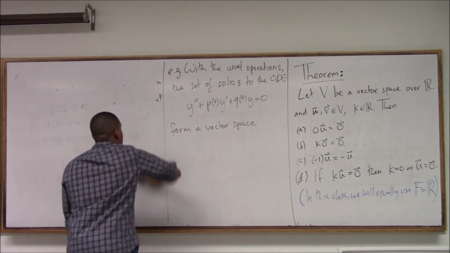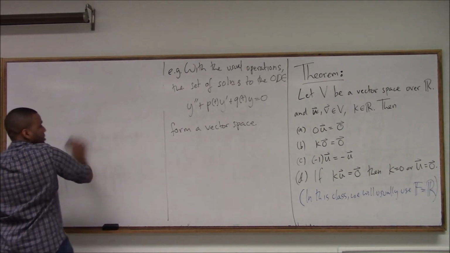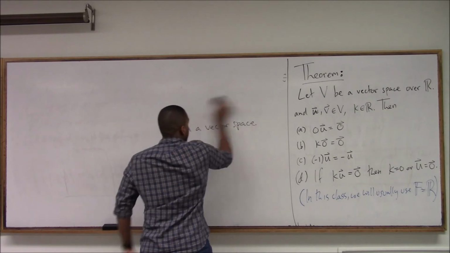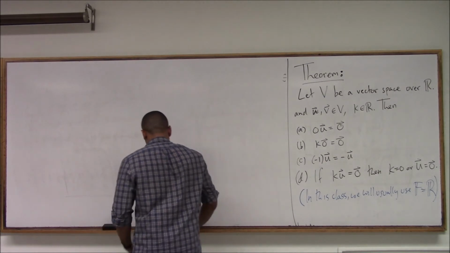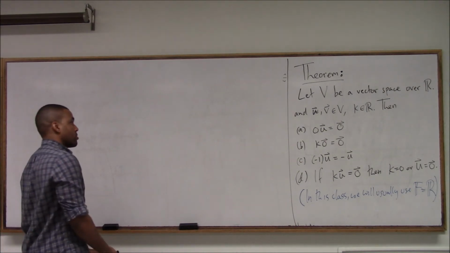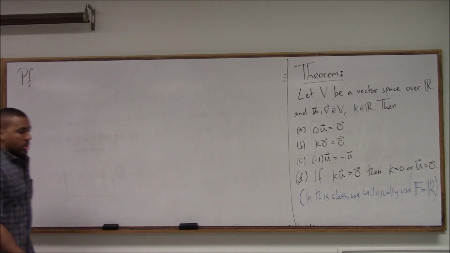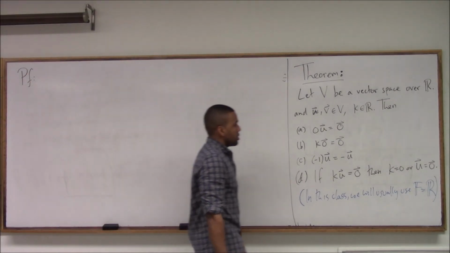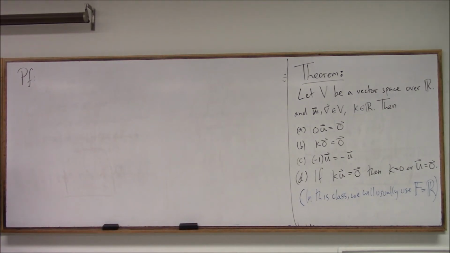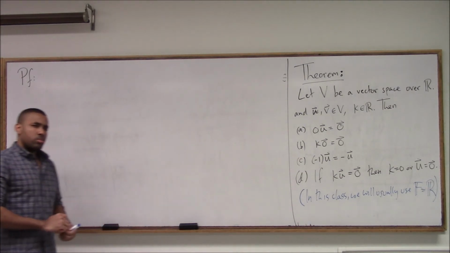So what I'm going to do is I'm going to prove the first part, and you guys are going to help me prove the others. How do I know that the scalar 0 times a vector gives me the 0 vector? Does anyone have any idea how to prove this?